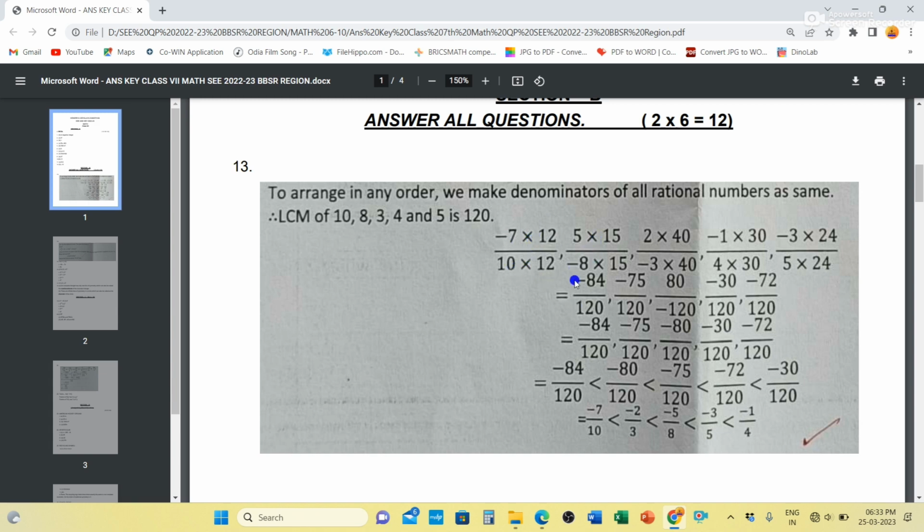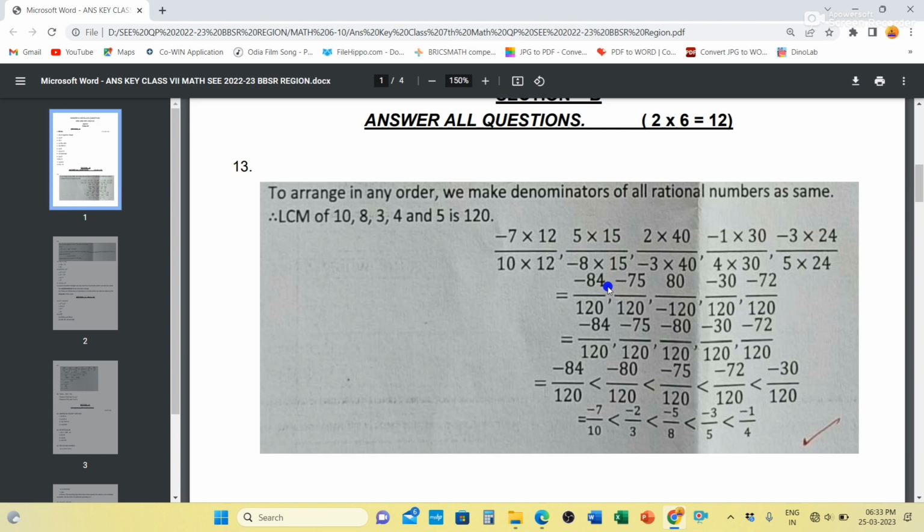Here to make minus 8 into 120, you have to multiply with 15. So you have to multiply the numerator, that is 5, also with 15. So 5 into 15 by minus 8 into 15. Then like that, minus 2 into 40, minus 3 into 40, minus 1 into 30, 4 into 30, minus 3 into 24, 5 into 24. So you will get minus 84 by 120, minus 75 by 120, minus 80 by 120, minus 30 by 120, and minus 72 by 120.